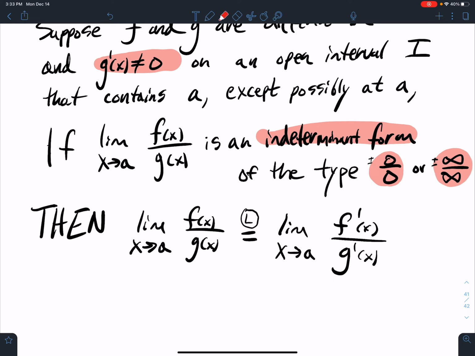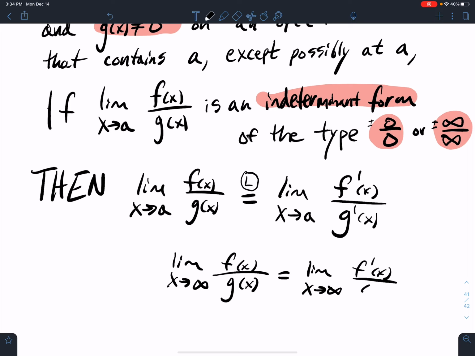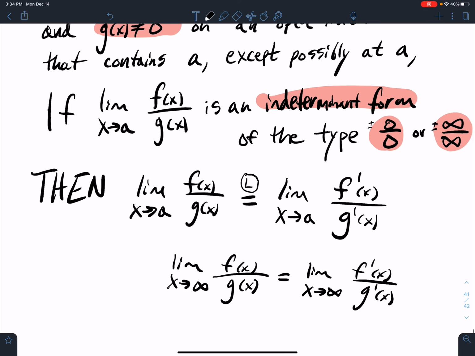Now notice how we're taking the limit to a number, like x approaches 2. What if instead we were taking the limit as x approaches infinity? Would it still work? It turns out that plus or minus infinity still works with L'Hopital's rule. You just take the derivative of the numerator, take the derivative of the denominator. As long as your indeterminate form is one of those two types, you're okay.